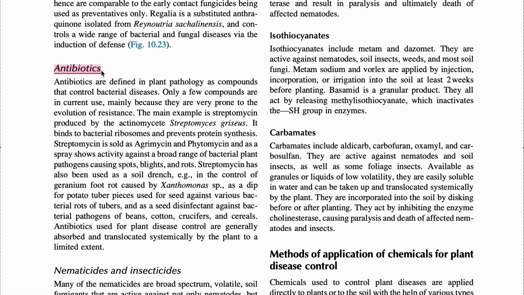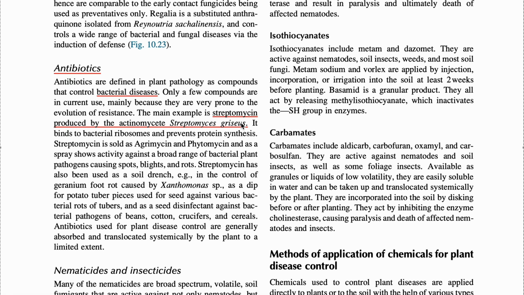Next come antibiotics. Antibiotics are the ones that work against bacterial diseases, right? So antibiotics are defined in plant pathology as compounds that control bacterial diseases. Only a few compounds are in current use, mainly because they are very prone to the evolution of resistance. The main example is streptomycin, produced by the actinomycete Streptomyces griseus.